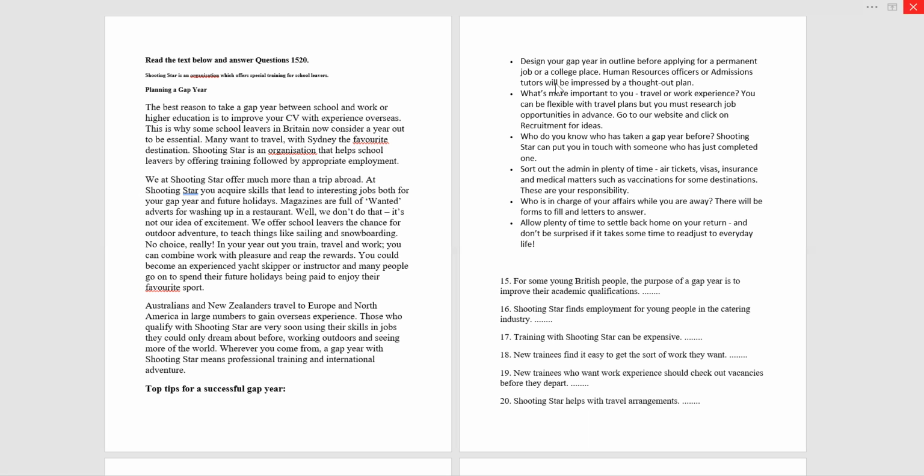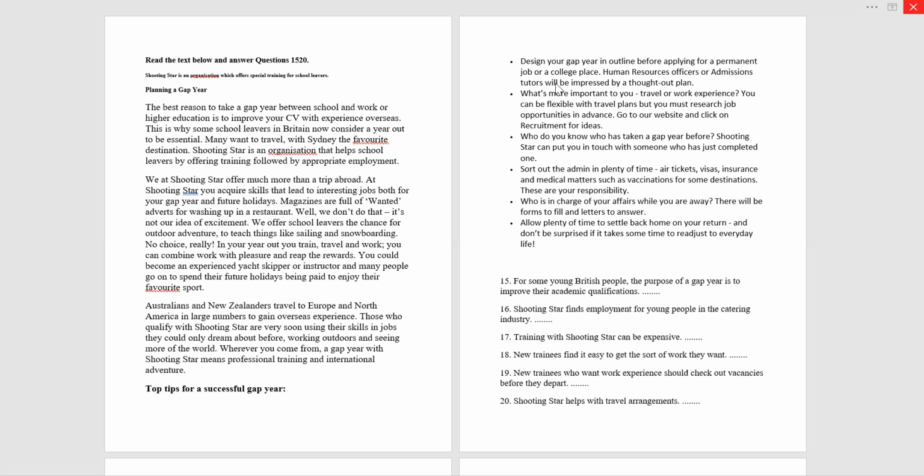Okay, let's talk about the answers here. The answer to question number one, for some young British people, the purpose of a gap year is to improve their academic qualification. This is false, because of what they are saying in this passage when you start it. Just a sec, let me go to it. It gives the best reason to take a gap year between school and work, and what you are gaining in return is improving your CV with experience overseas. So not to improve the academic qualification, it is to improve everyone's CV with experience overseas, right? So false.